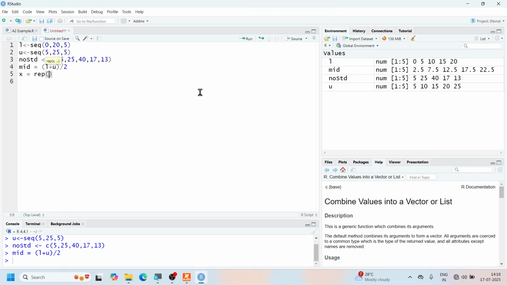Repeat this middle value, that is mid. How many times? This mid value 2.5 has to be repeated 5 times, 7.5 has to be repeated 25 times, 12.5 40 times. So how many times? The number of students. So many times you have to repeat it, as far as the number of students.